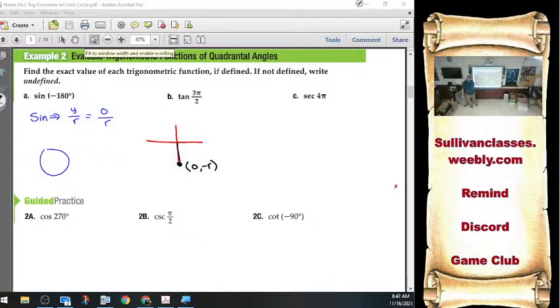What is tangent? Ratio. Opposite over adjacent, y over x. Well, if I do y over x, undefined. The tangent of 3 pi over 2 is undefined. Wait till you see the graph for it. Okay. Infinite asymptotes. It means infinite asymptotes.